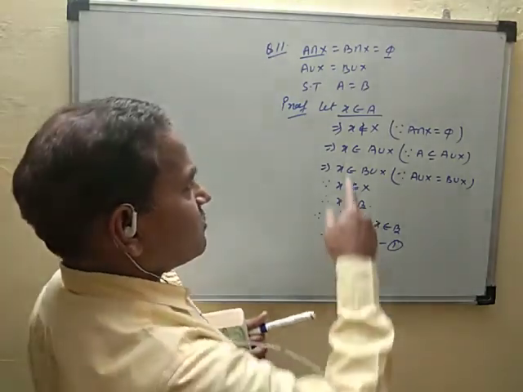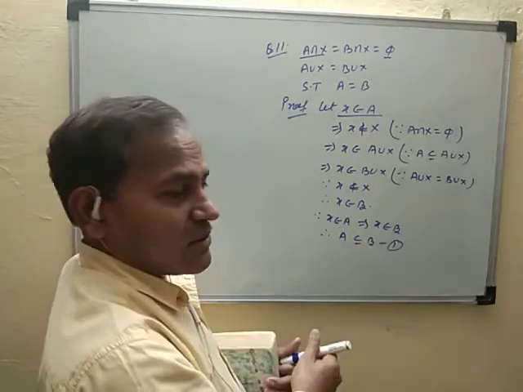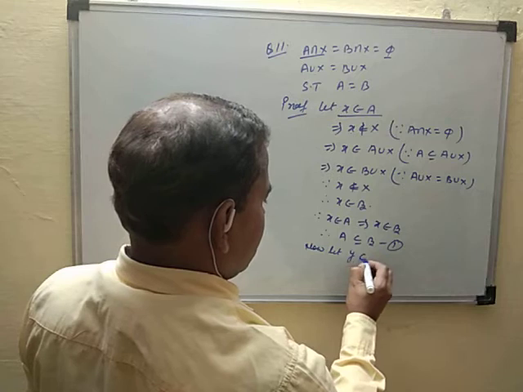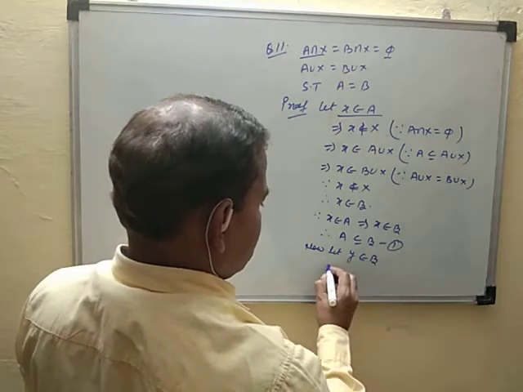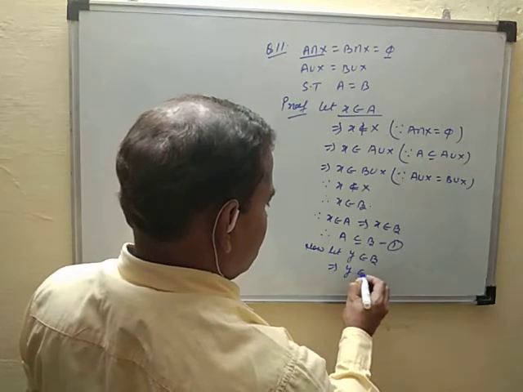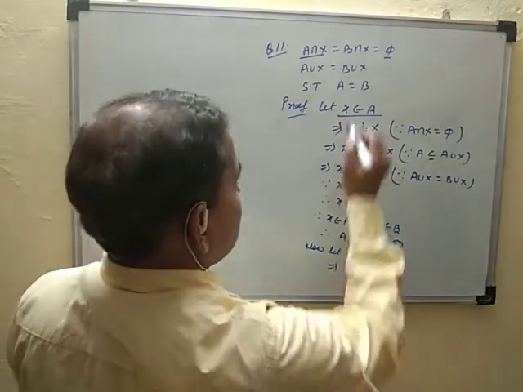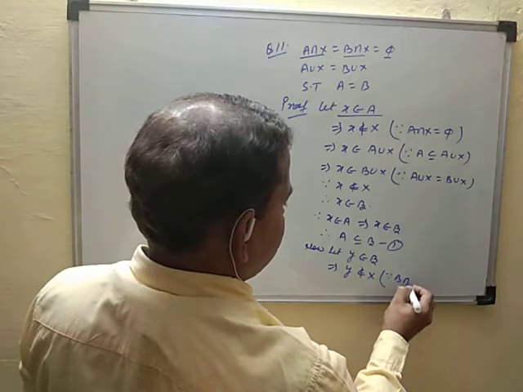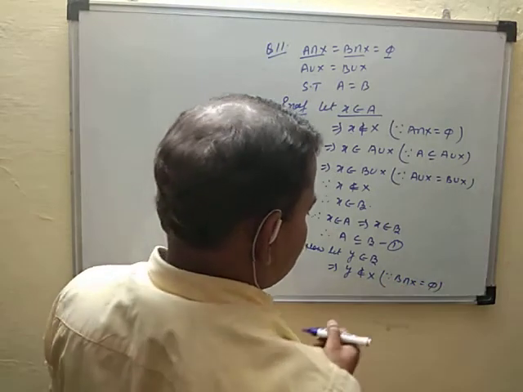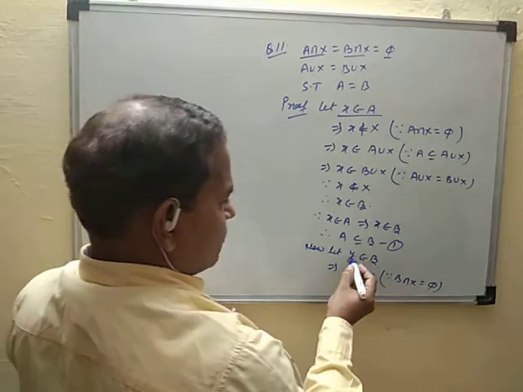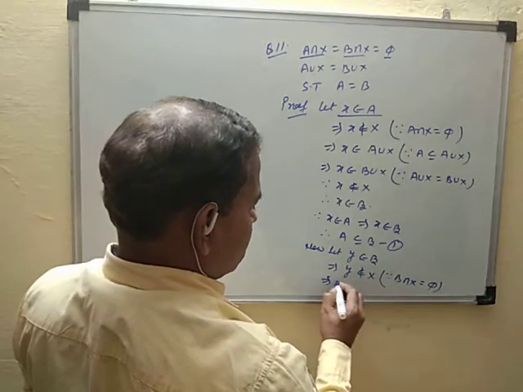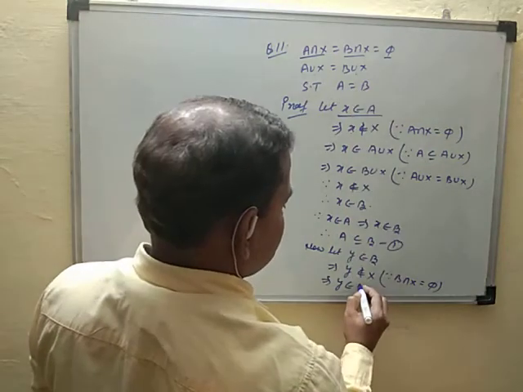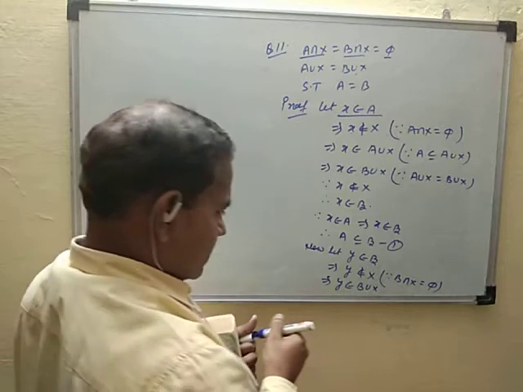Now we suppose Y is a subset of A. So now let Y belong to B. This implies Y does not belong in X, because B intersection X is equal to phi. Since B intersection X is equal to phi, and since Y belongs to B, this implies that Y belongs to B union X.